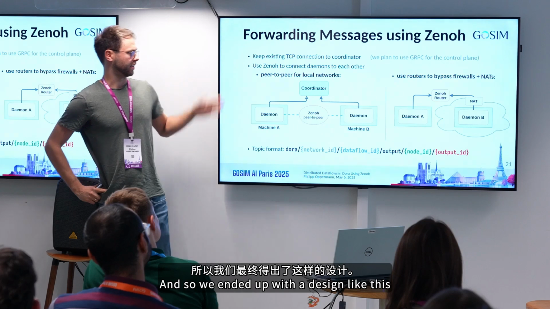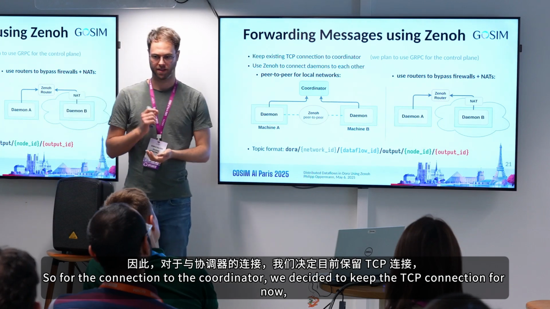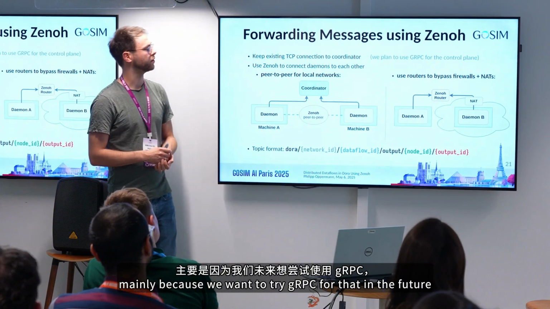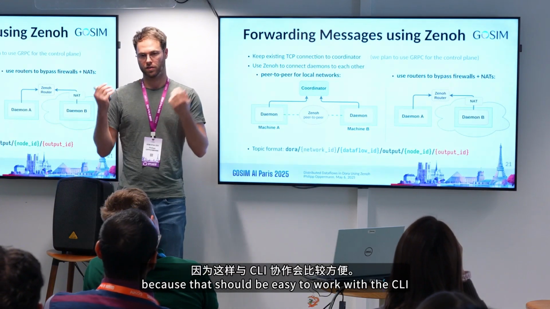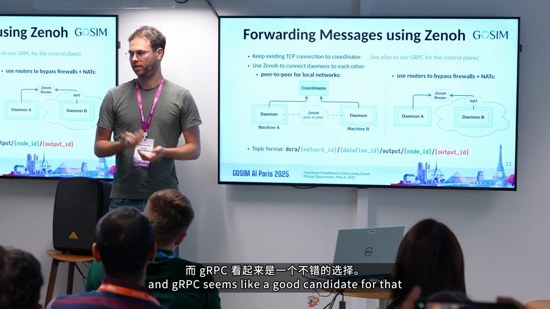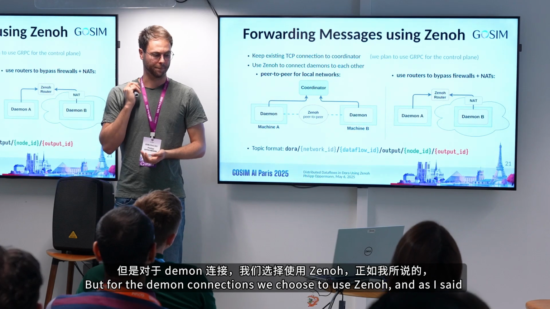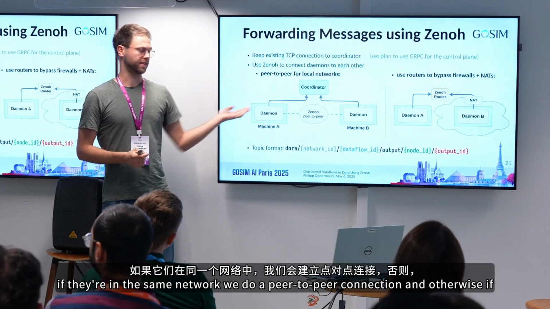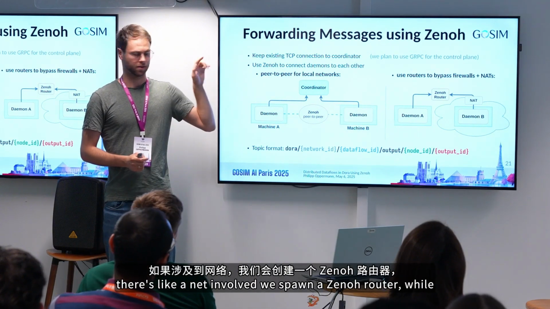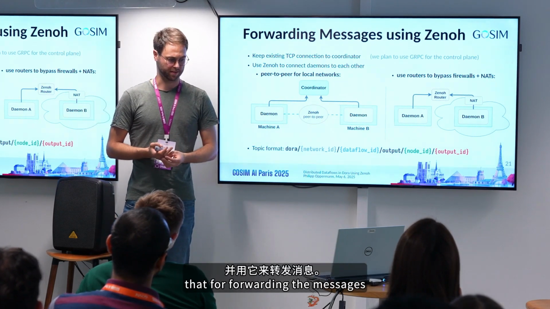And so we ended up with a design like this. For the connection to the coordinator, we decided to keep the TCP connection for now, mainly because we want to try gRPC for that in the future, because that should be easy to work with the CLI. The CLI wants to connect to some coordinator running in the cloud, and gRPC seems like a good candidate for that. But for the daemon connections, we chose to use Zenoh. And as I said, if they're in the same network, we do a peer-to-peer connection. Otherwise, if there's a NAT involved, we spawn a Zenoh router, or let users spawn a Zenoh router, and use that for forwarding the messages.